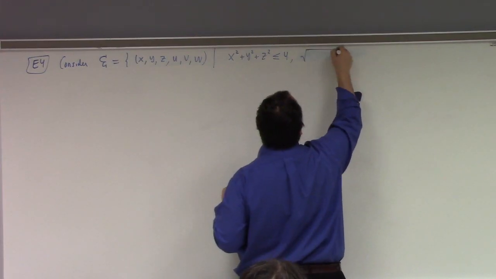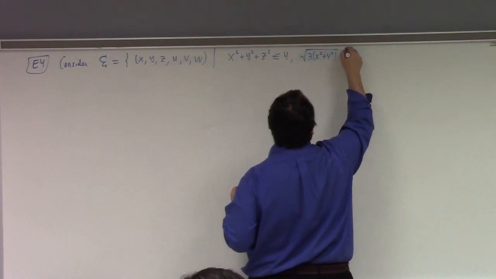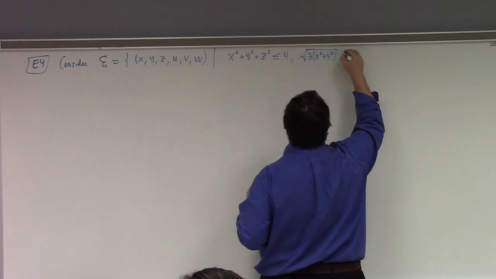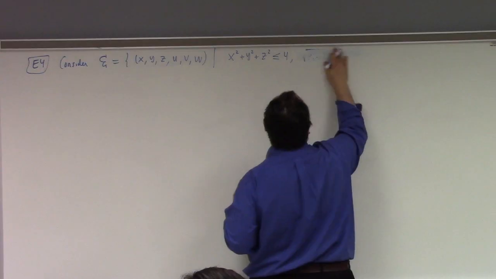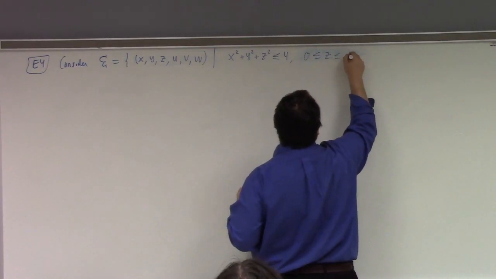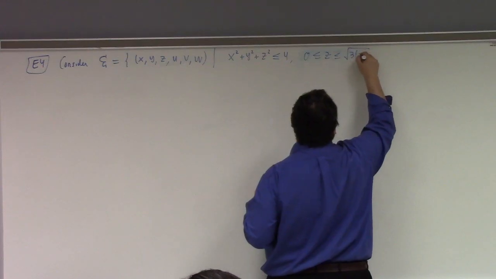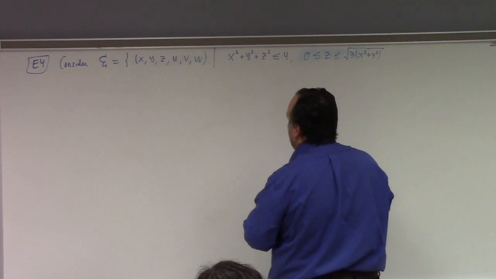The square root of 3 times x squared plus y squared is... still got it wrong. 0 less than or equal to z less than or equal to the square root of 3 times x squared plus y squared. There, I got it. Okay, great. That was what I was after.